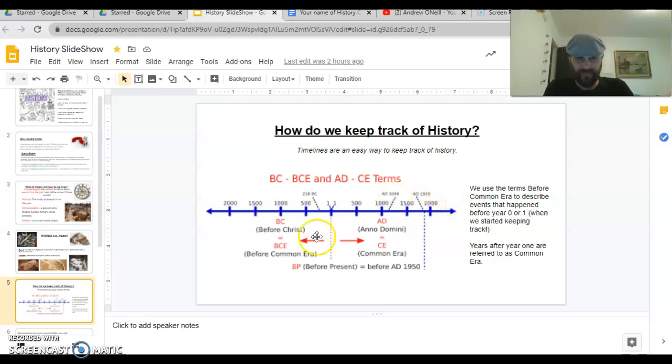Now, you're going to see this explained a couple of different ways. When I was growing up, a long time ago, they called it BC, before Christ. And then AD, Anno Domini, meaning the first year, it's Latin. But today, we like to use BCE and CE.